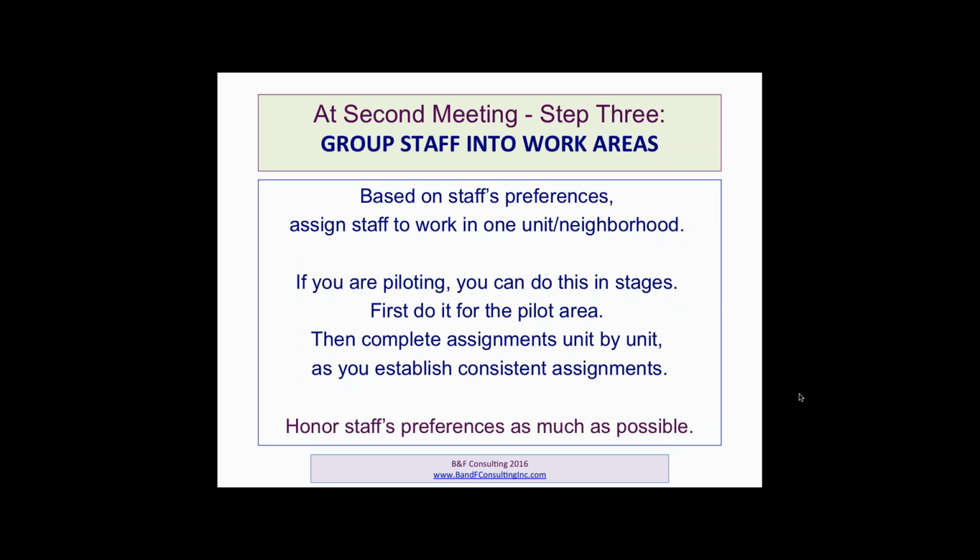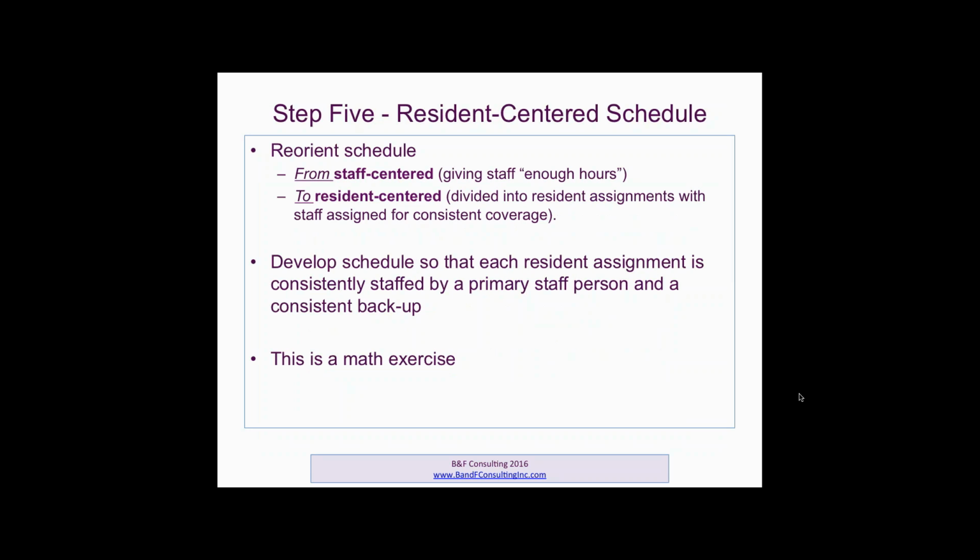After this discussion, your team will need to look at what staff have shared as to their work area preferences. You're going to want to honor their request as much as possible. This may be easier for some of you than for others. Start by looking at your full-time people and honor their preferences as much as possible. What you are aiming for is a resident-centered schedule.